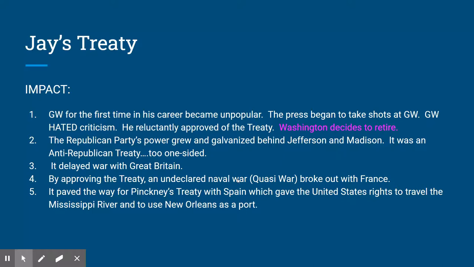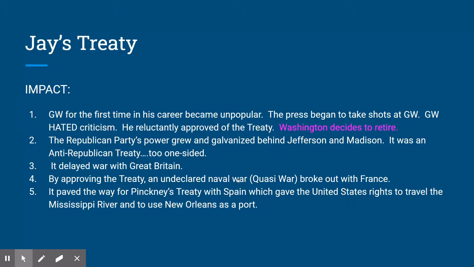Because of Jay's treaty, the Republican Party, Jefferson's party, actually saw its power grow and galvanize behind his and Madison's leadership. The treaty was an anti-Republican treaty. It was too lopsided. It was too pro-Federalist. One positive thing Jay's treaty does is it delays the war with Great Britain.